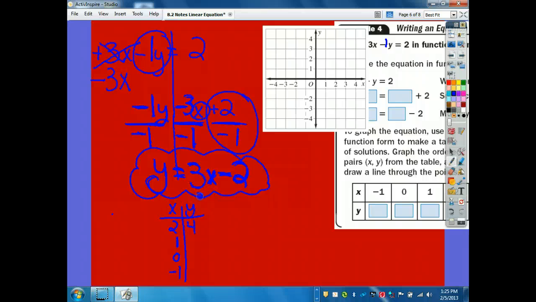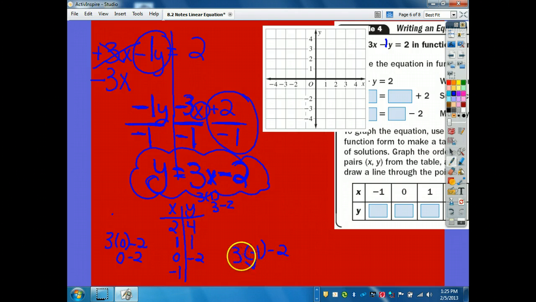Well, what is 3 times 1? 3 minus 2. 3 minus 2 is? 1. Okay. If I use 0, what is 3 times 0 minus 2? 0 minus 2 is a negative 2. Then a negative 1. What is 3 times a negative 1 minus 2?